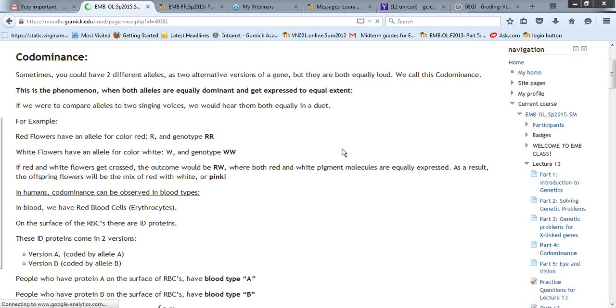I mentioned that sometimes you have two different alleles, two alternative versions of a gene, and sometimes one is more dominant and the other one is recessive, right? So sometimes you have two alleles where one is really loud and the other one is very quiet. But in some cases, you can have two alleles that are equally loud.